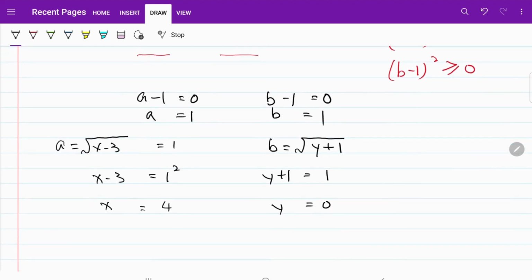In other words, when we work out the sum of x and y, we have x plus y equal to 4 plus 0, which is equal to 4. That's the final answer for today's question.